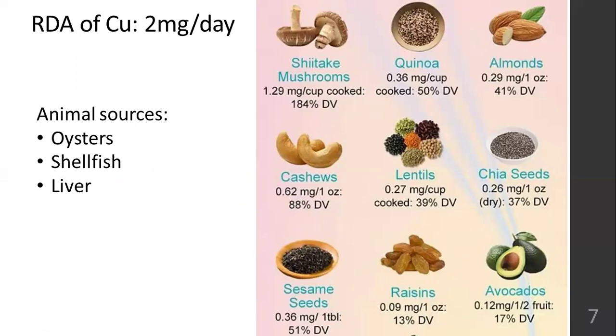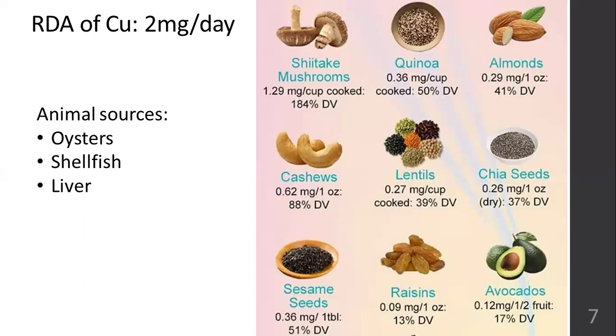So the RDA of copper, the recommended daily allowance, is just 2 mg per day. 2 milligrams of copper per day is the recommended allowance for adults, children, everyone. The best animal sources of copper are oysters, shellfish, and liver. Any animal liver is a good source of copper, because just like in human bodies we store copper in the liver in the form of hepatocuprein, animals also store copper in their liver.